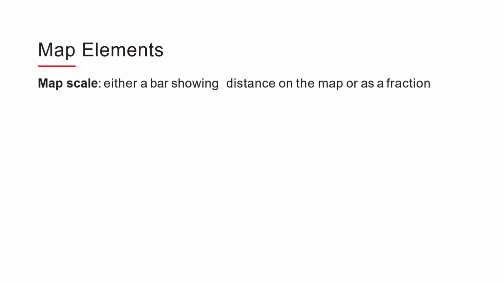There are a few elements that are traditionally included on a map. First is the scale, which tells us the size of the features on the map in relation to the size of the Earth. This is reflected by either a bar or a fraction.